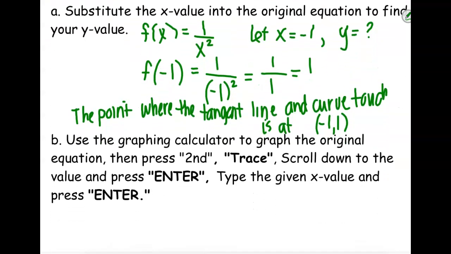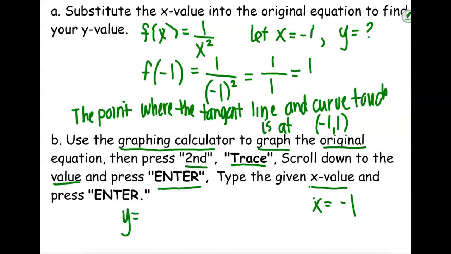The other way is to use your graphing calculator. And you would graph the original function, press second and trace, and you'd scroll down to your value and enter. And what you'll do is you'll type in your x value, in this case -1, and what you get out is your y value, which would be 1.